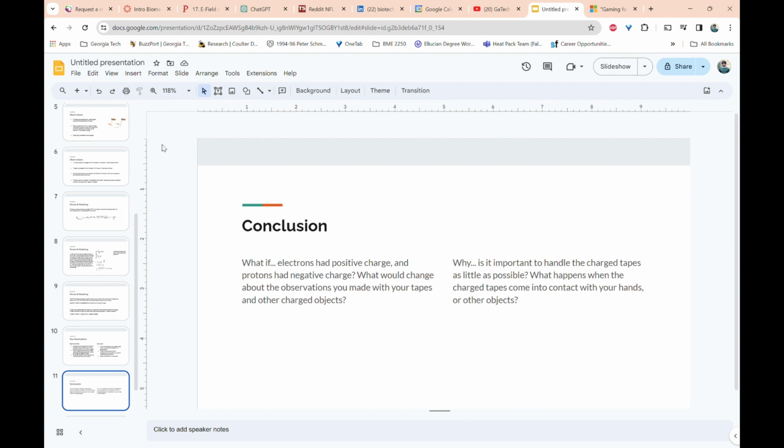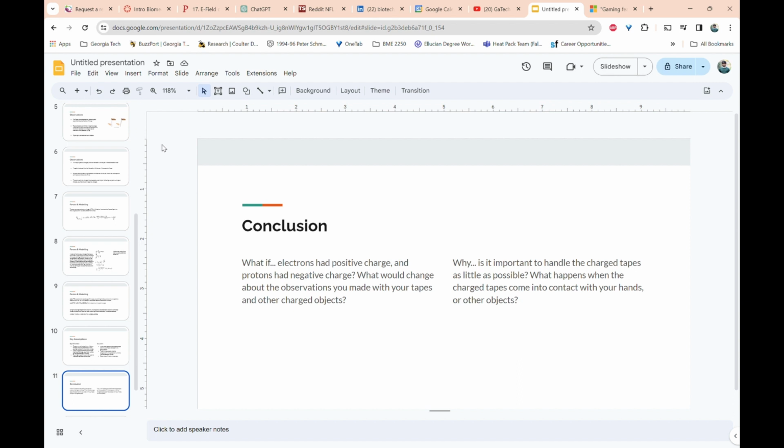To conclude, it's important to answer these two questions. If the electrons had positive charge and protons had negative charge, what would have changed about my observations with regards to the tape and other objects? The answer to this question is that not much would have changed. If all of the charges had been flipped, forces that would have been attractive previously would still continue to be attractive, and the same is true for repulsive forces.